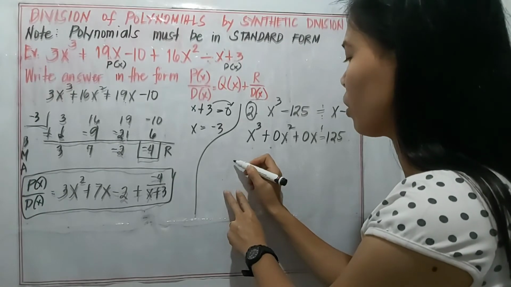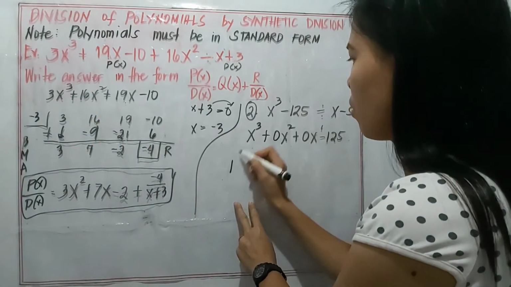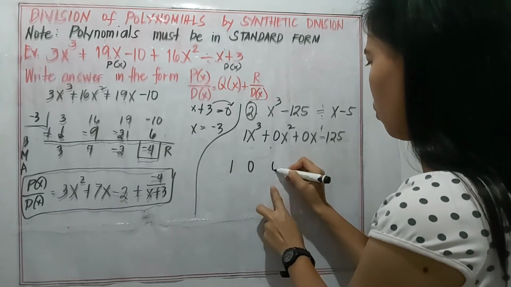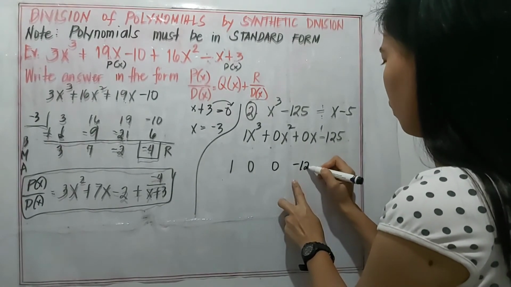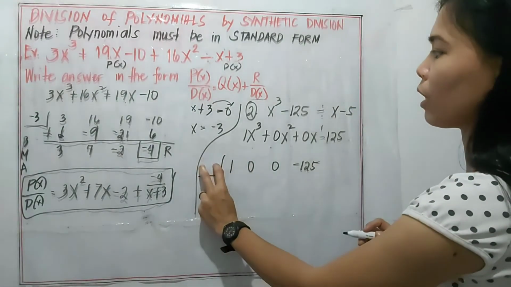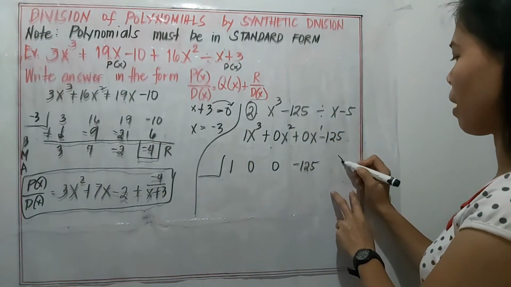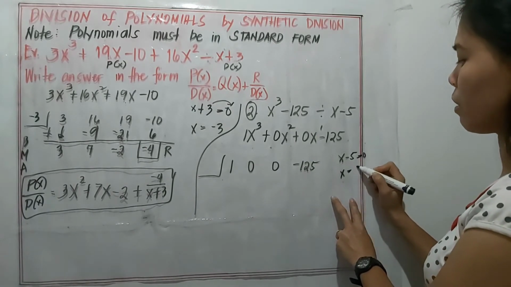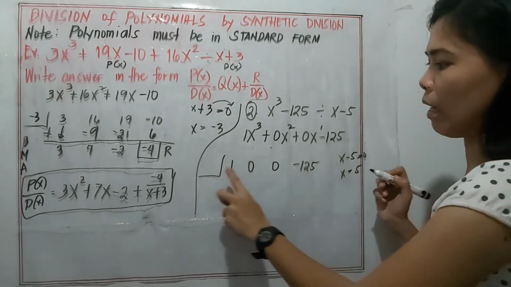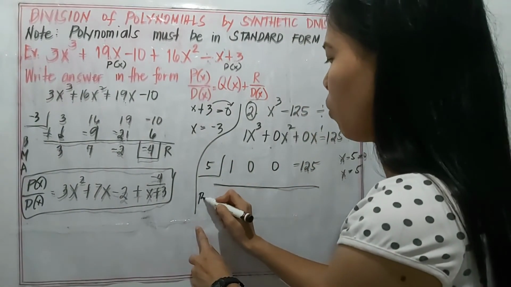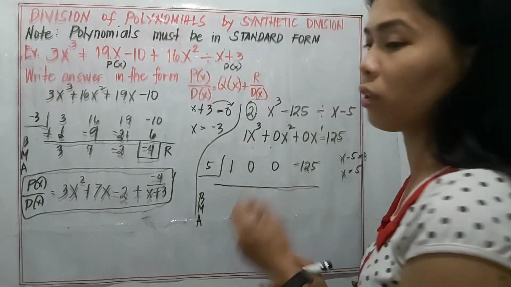Let us write now the coefficients, first steps. So, this 1, so 1 dyan. 0, 0, then negative 125. Again, ano yung number nilalagay natin dito? Coming from the divisor, we have x minus 5. Equate it to 0, therefore x is equals to 5. So, 5 ilalagay ko dito. And then, once again, we follow, bring down, multiply, and add continuously.